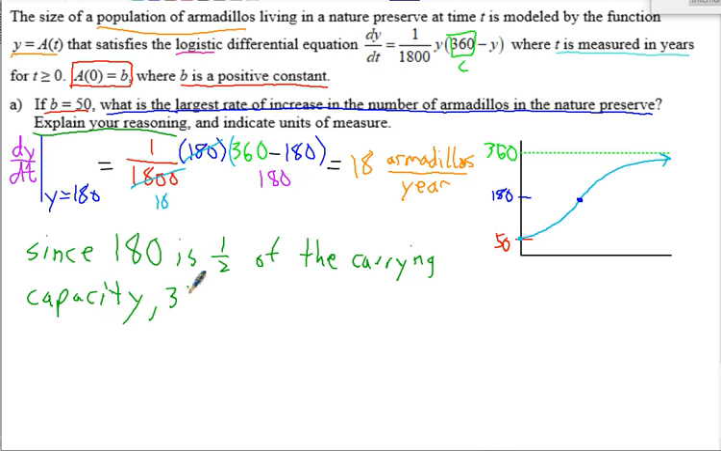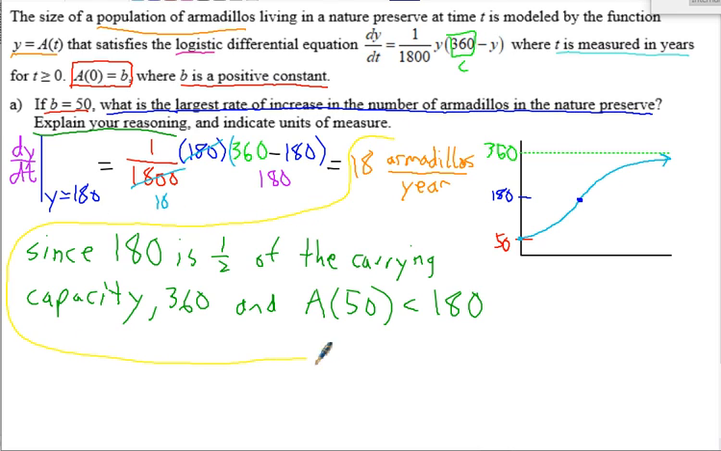$360, and our initial population at 50 was less than 180. We'll see why that's necessary when we get to part B, but it's less than half of the carrying capacity where we started, which is why that ends up being the steepest place. So that would be your answer right there for part A.